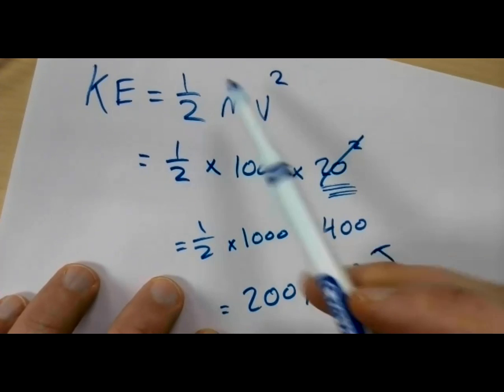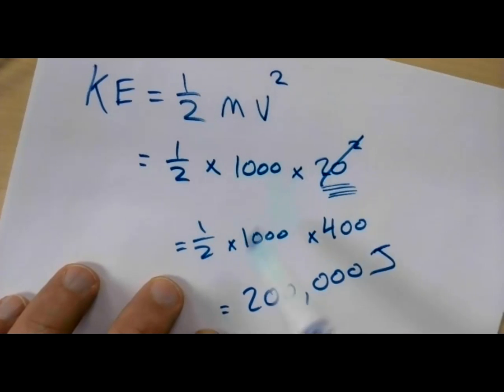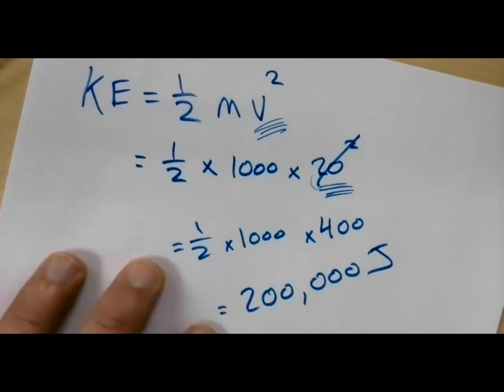Okay, so again, 1/2 times the mass times velocity squared. I have to do this part first. All right, so I plug in my numbers. That gave me 400. Now it's straight multiplication. Gives me 200,000 joules.